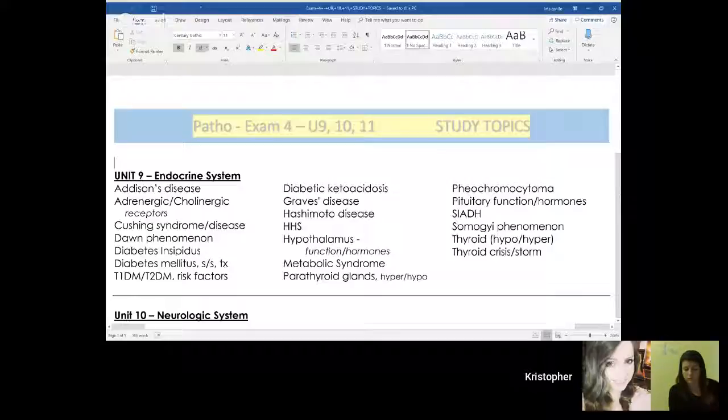If that's the case in SIADH, what's going on in diabetes insipidus? What's the urine going to look like there? I was thinking the opposite. I was thinking what it was in the blood, not what it was in the urine. No, that's the key thing here. You have to know what's going on in the urine. So in the urine, it'll look really diluted.